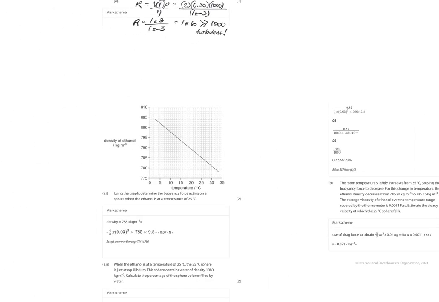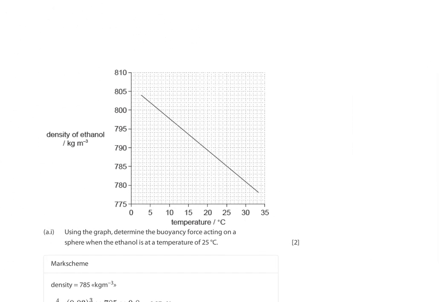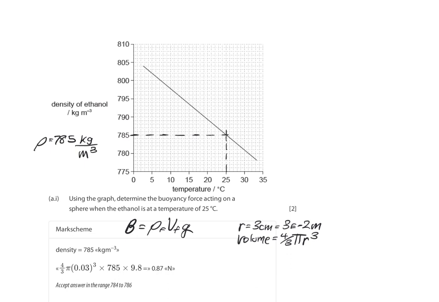So the graph is over here. There's an indirect relationship. It says using the graph, determine the buoyant force acting on a sphere when the ethanol is at 25 degrees Celsius. So using the graph, following 25 degrees Celsius, the density of ethanol is 785 kilograms per cubic meter. It says determine the buoyant force. So we calculate the buoyant force. Buoyant force is density of the fluid times the volume displaced times g. And the volume is 4/3 pi r cubed.